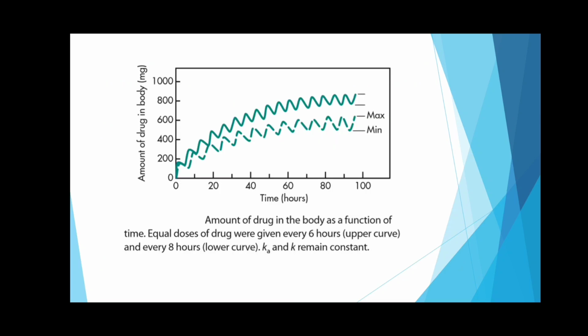Now in this graph you can see the amount of drug in the body versus time. Amount of drug in the body as a function of time. Equal doses of drug were given every 6 hours, upper curve, and 8 hours, lower curve. The absorption rate constant and the elimination rate constant remain constant, because of which a steady state concentration is maintained. So you can see when a drug is given every 6 hours, the amount of drug in the body will be more. As compared to that, when the drug is given every 8 hours, the amount of drug in the body will be a bit lesser.